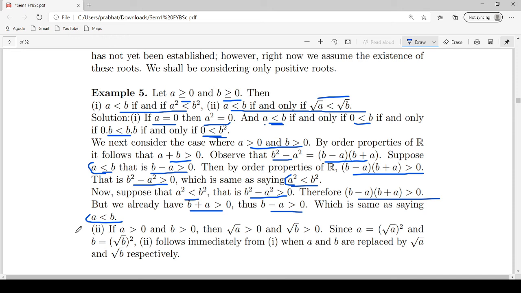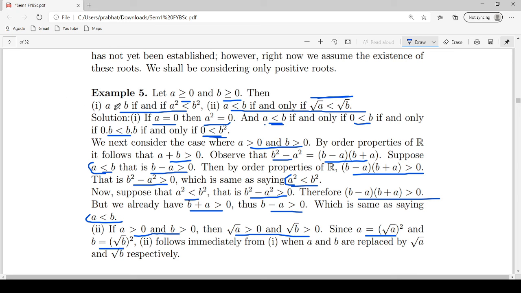Now let's prove the second statement, that is A less than B if and only if square root of A is less than square root of B. Now first assume A and B both are positive. If A and B both are positive, we know that square root of A and square root of B are also positive because we are only assuming the positive square root. Now one more observation you do. You can write your A as square of square root A and your B as square of square root B.